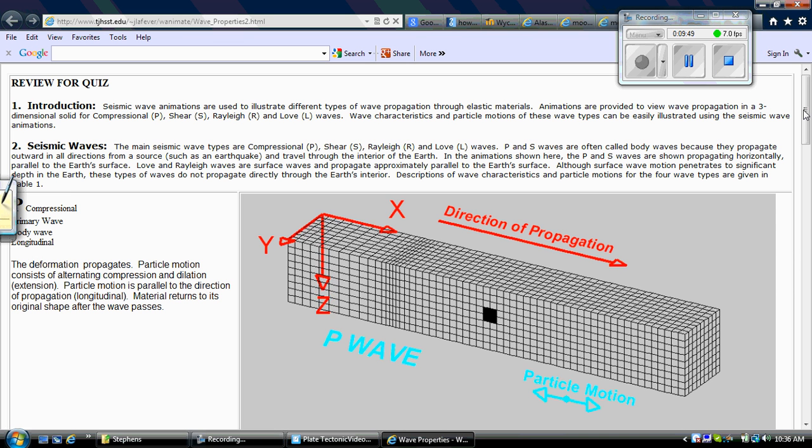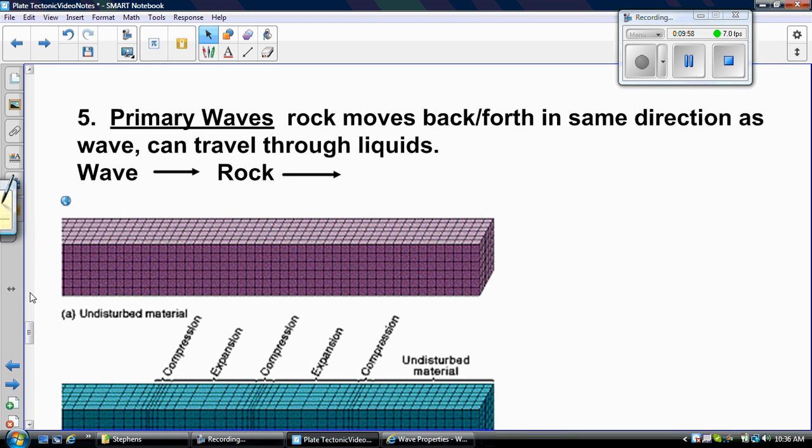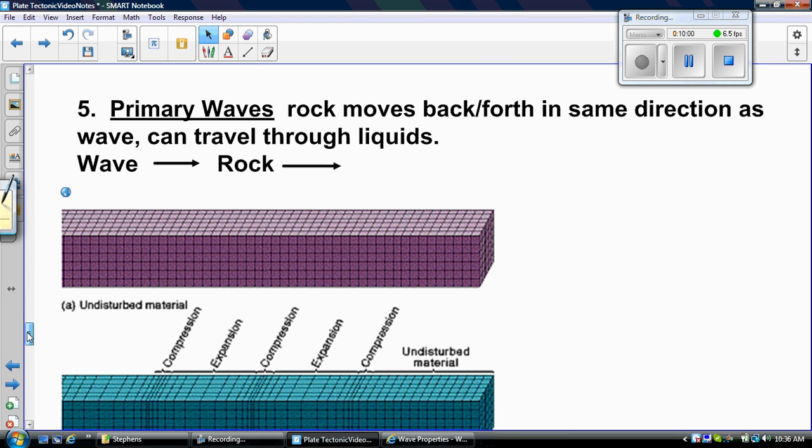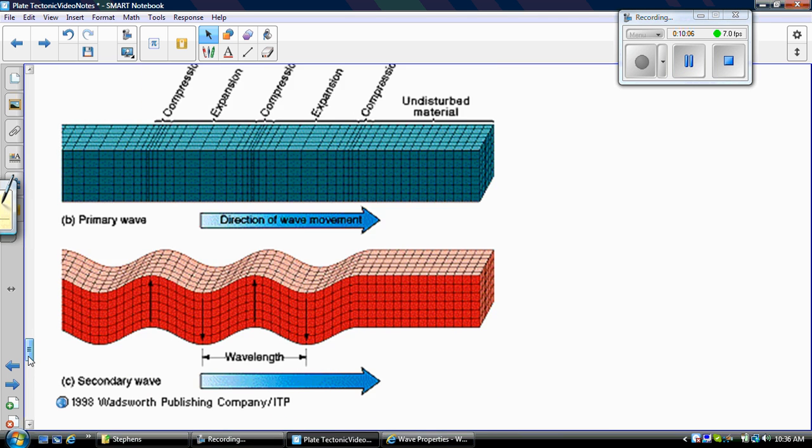Okay, so if the wave is moving that way, that's showing you this is the rock section right here. That's the direction of the rock that's moving. Okay, that's a primary wave. Now, primary waves can travel through solids and liquids. So this is just a picture. Here's a primary wave. This next one below it is a secondary, which we'll get to.